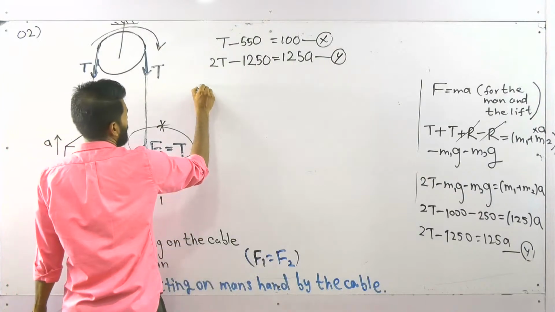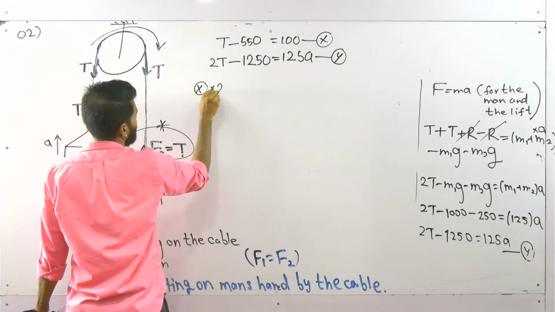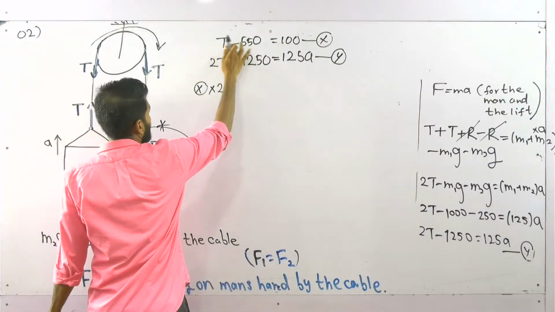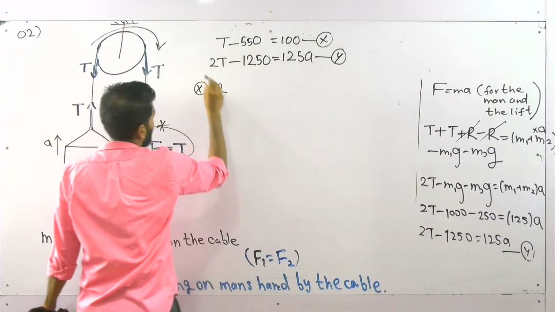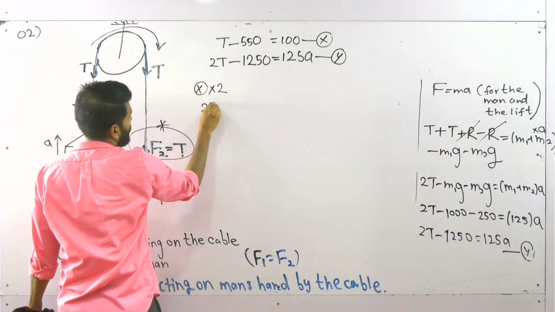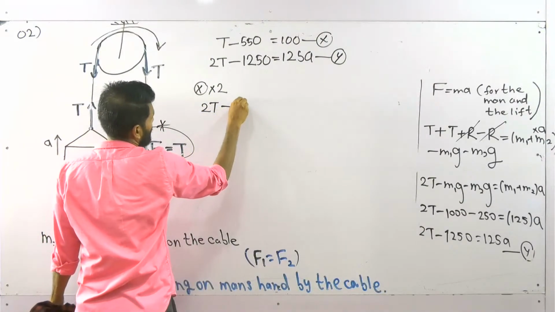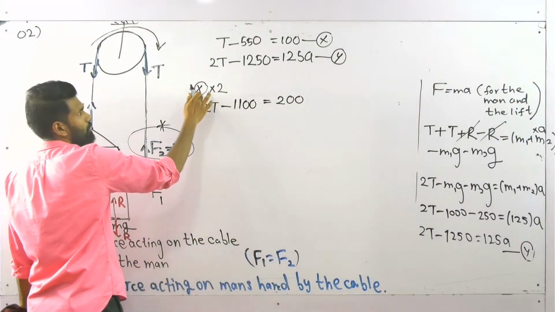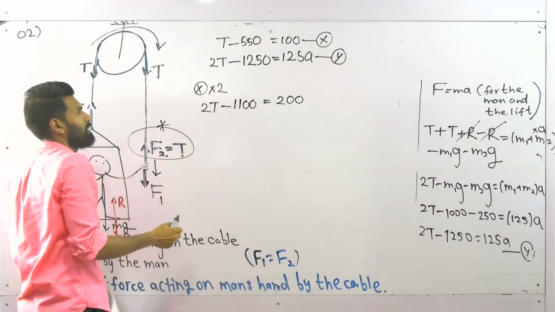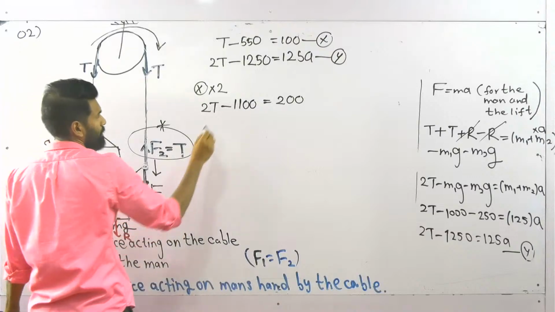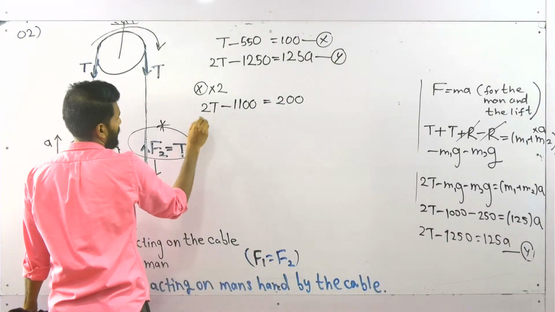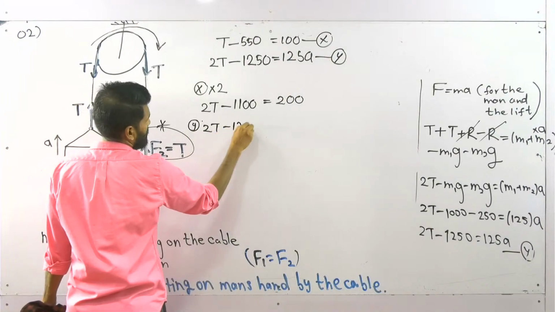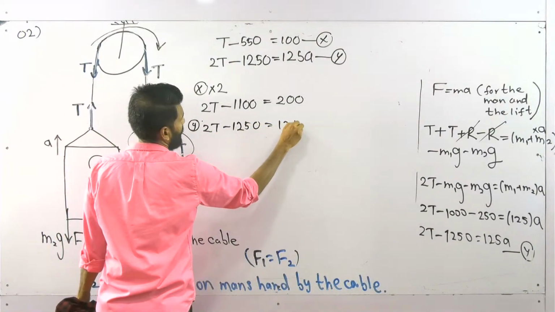Okay, I'll multiply equation X by 2. Equation X, T minus 550, 100. If I multiply it by 2, 2T minus 1100 is equal to 200. And what is equation Y? It is 2T minus 1250 is equal to 125A.